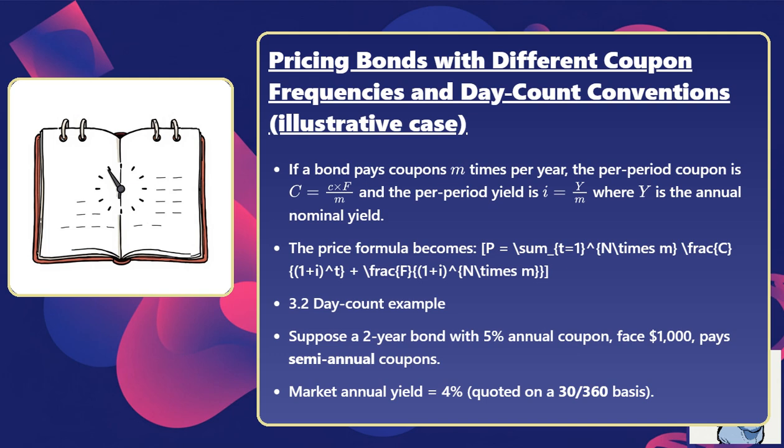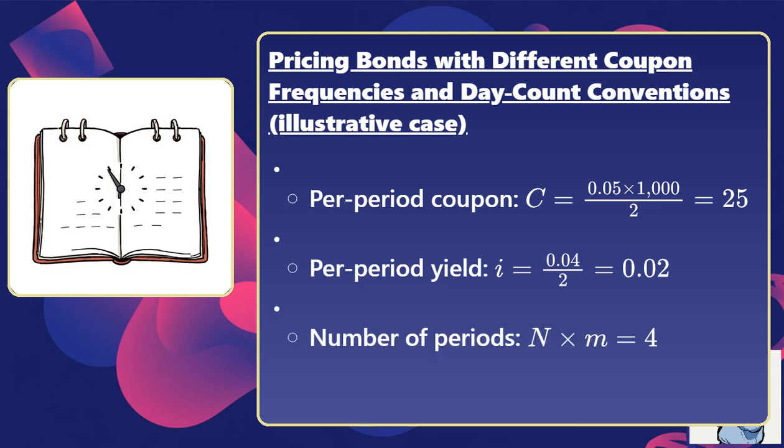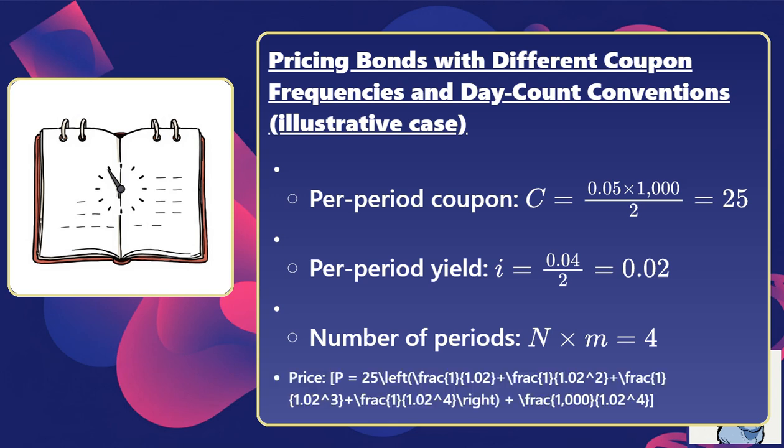Market annual yield equals 4% quoted on a 30/360 basis. Per period coupon, C equals 0.05 times 1,000 divided by 2 equals 25. Per period yield, I equals 0.04 divided by 2 equals 0.02. Number of periods, N times M equals 4. Price, P equals 25 times (1/1.02 plus 1/1.02 squared plus 1/1.02 cubed plus 1/1.02 to the fourth) plus 1,000 divided by 1.02 to the fourth.